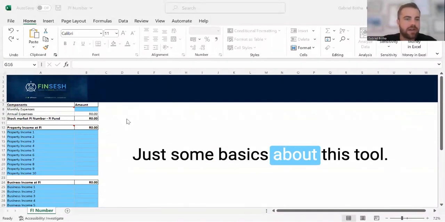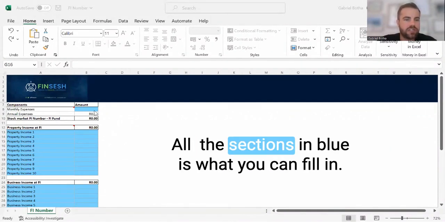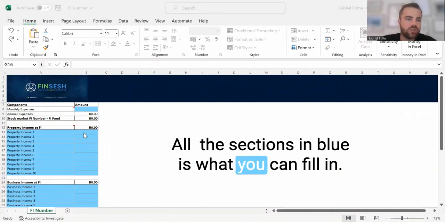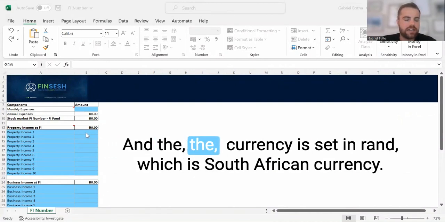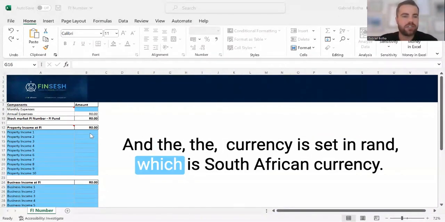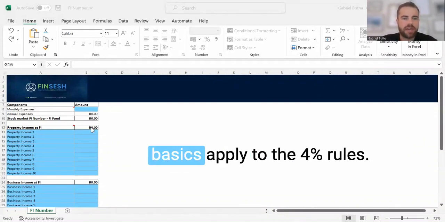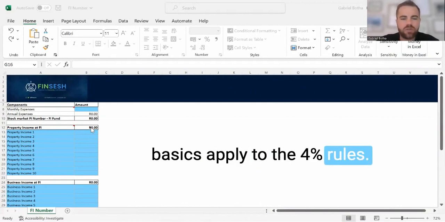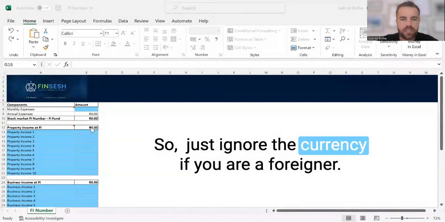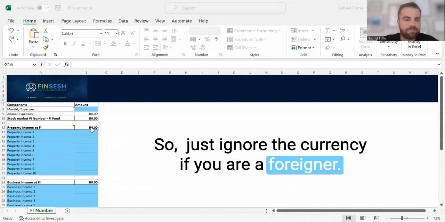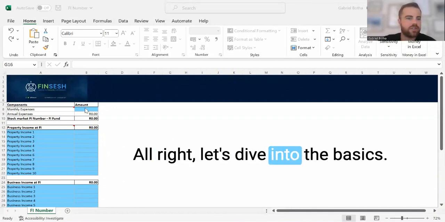Just some basics about this tool. All the sections in blue is what you can fill in, and the currency is set in Rand, which is South African currency. But if you're a foreigner downloading this tool, the basics apply to the 4% rule. So just ignore the currency if you are a foreigner. All right, let's dive into the basics.